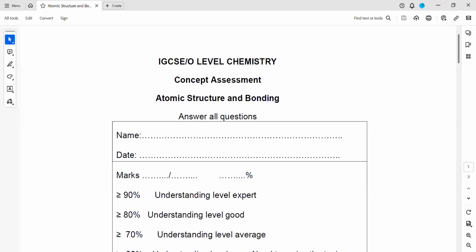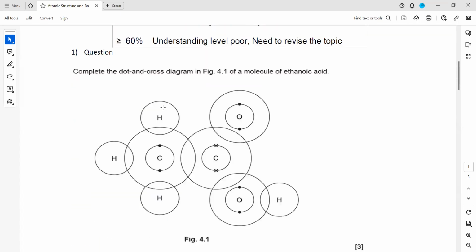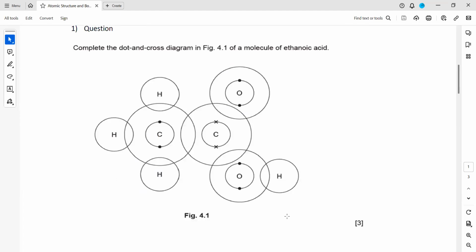Atomic structure and bonding pop quiz 2. I have sent this today, the marked one. In question 1, complete a dot and cross diagram.